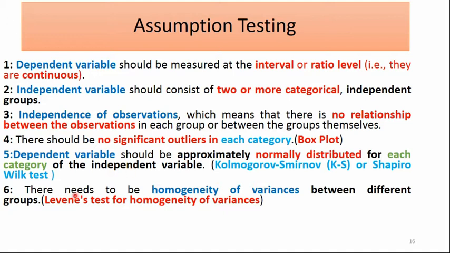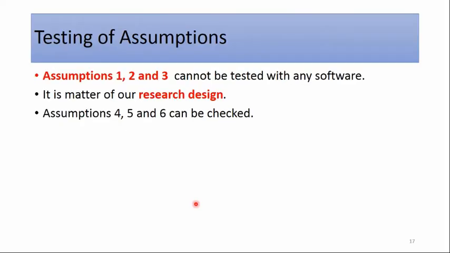Last assumption, there needs to be homogeneity of variance between different groups. Friends, we have 4 groups. We have to check that there is homogeneity of variance between the groups. To check the homogeneity of variances, we will use Levene's test for homogeneity of variances.